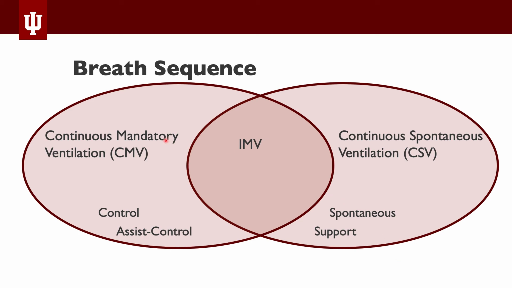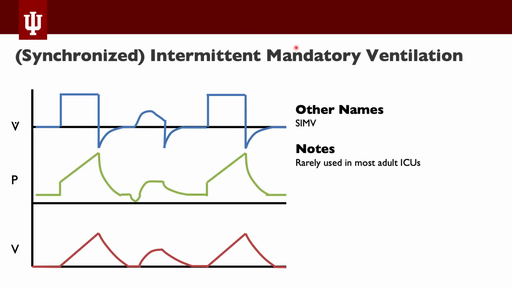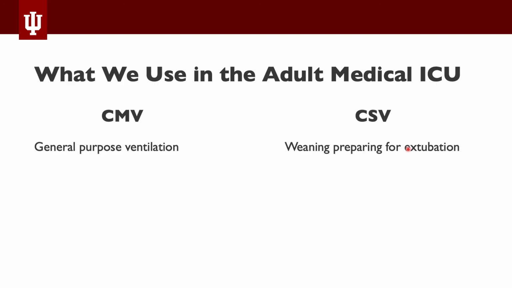All right, so that's continuous mandatory ventilation, continuous spontaneous ventilation. There's this weird thing in the middle called intermittent mandatory ventilation, or SIMV. Basically, it's a combo of control breaths and spontaneous breaths. We don't use them in the ICUs very often, so I'm not going to go into it any more than that. I just want you to know that it does exist.